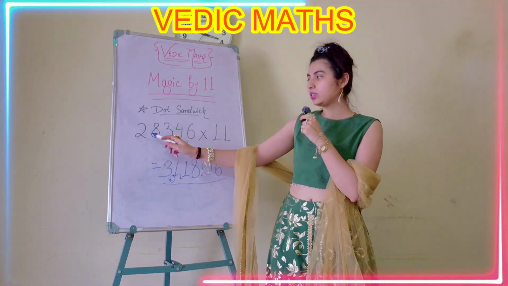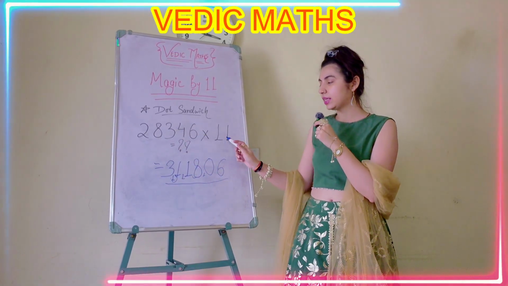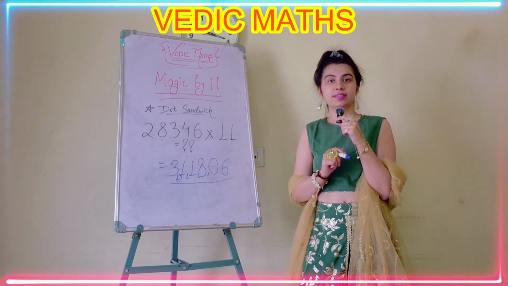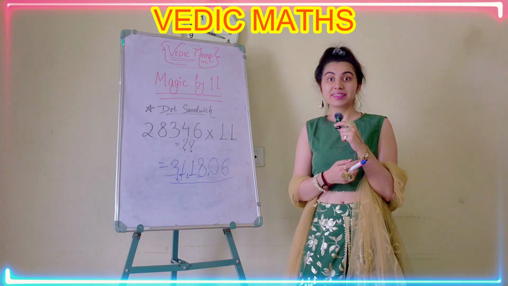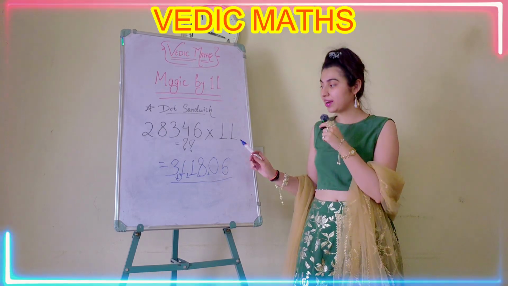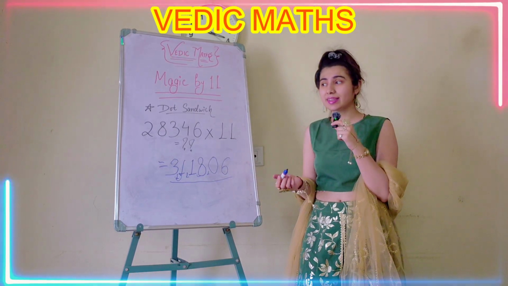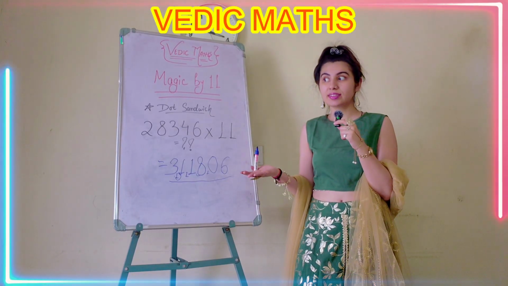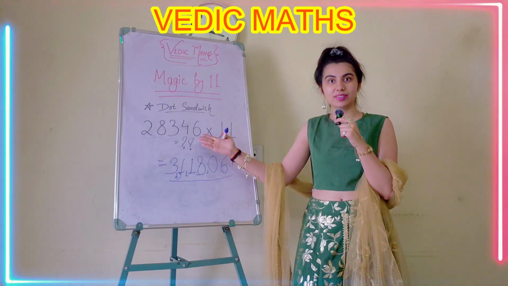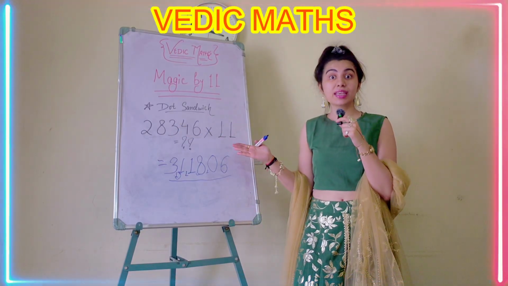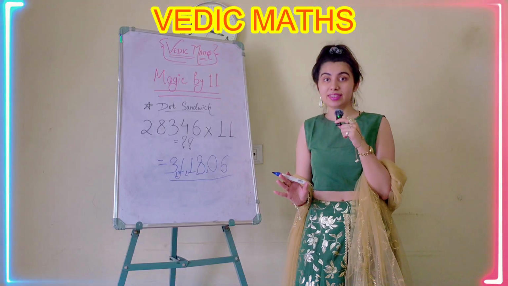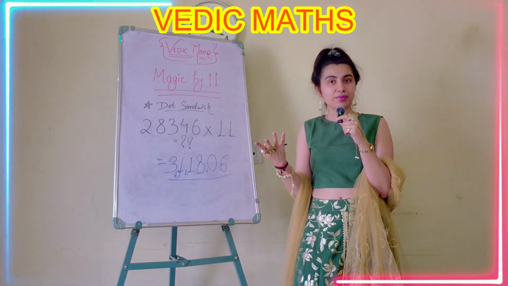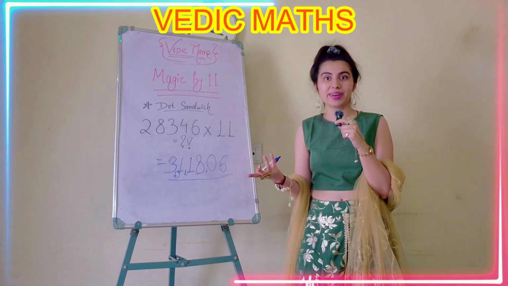So the answer for 28346 into 11 is 311806. I hope you are finding it interesting, because it's like magic. See, we have solved this together in seconds. This multiplication, that's a big number, but we solved it in seconds, right? So it's that easy, it's that relaxing. It's your mental exercise, but in a good way, in a way that you'll enjoy, right?